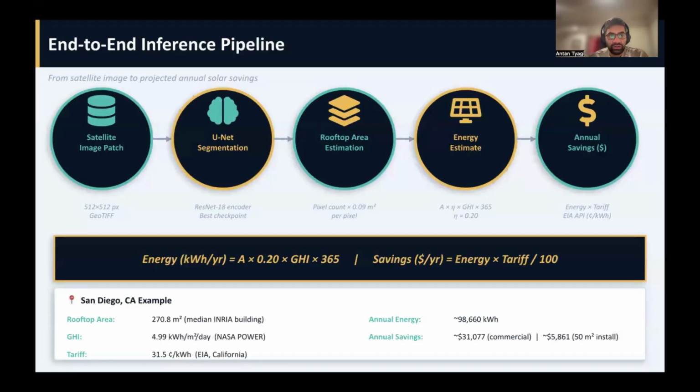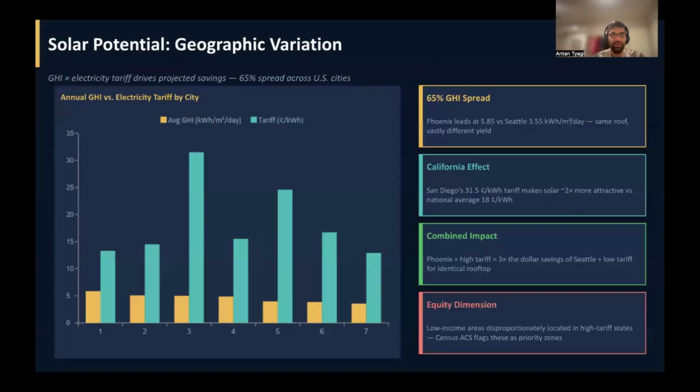The end-to-end pipeline includes sending a satellite image patch, doing a U-Net segmentation with rooftop area estimation and energy estimation. We get an annual savings. You can find an example with a San Diego, CA example. For a rooftop area of 270.8 square meters, with the energy estimate and tariffs derived from the APIs that we have listed, we get an annual saving of approximately $5,861, which is about 50 square meters per install.